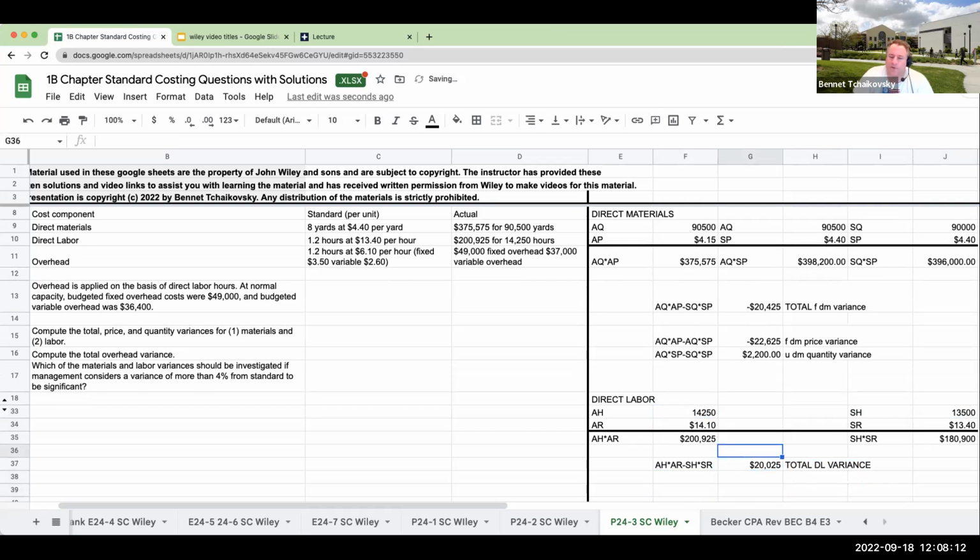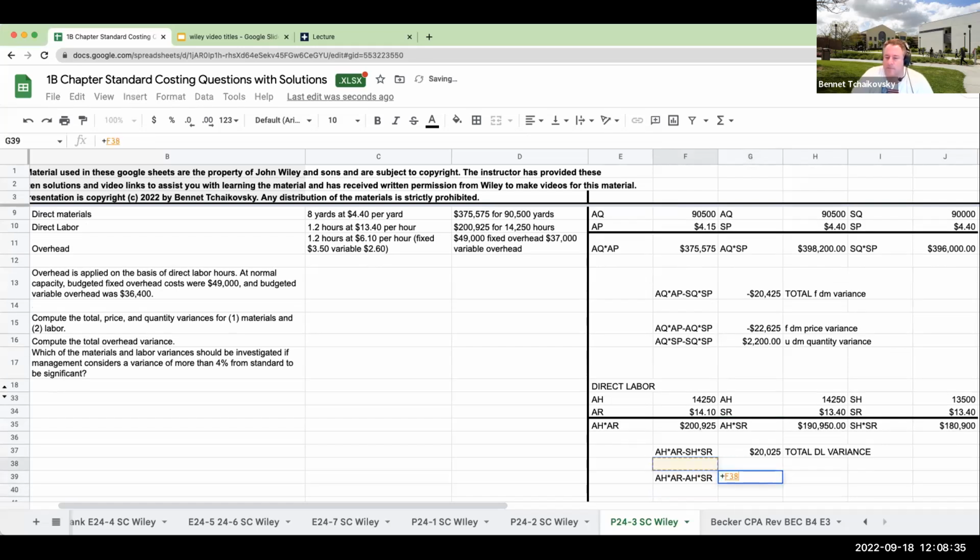Okay, so now I'm going to put the value in the middle, which is AH times SR. When I multiply these values through, I'm going to get 190,950. So I compare what I actually spent to the value in the middle. This is going to give me my direct labor rate price variance.